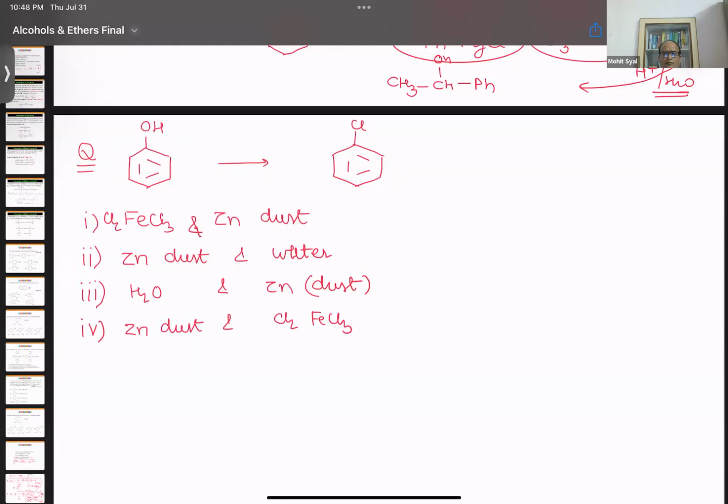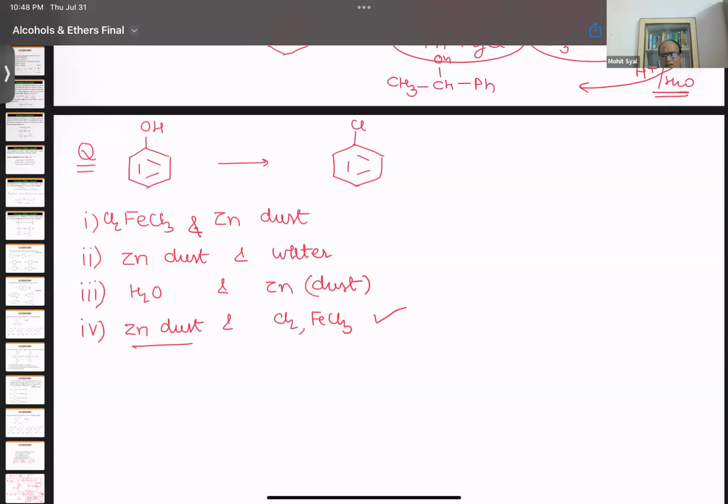So it will be the fourth one, because upon heating with Zn dust, the OH will get removed, and then upon adding Cl2 with FeCl3, the chlorine can be attached. First you need to remove the OH, because the OH is not there. So zinc dust, got it? And once you have the OH removed, you can connect the Cl anywhere, that is Cl2/FeCl3, right? Is it clear?